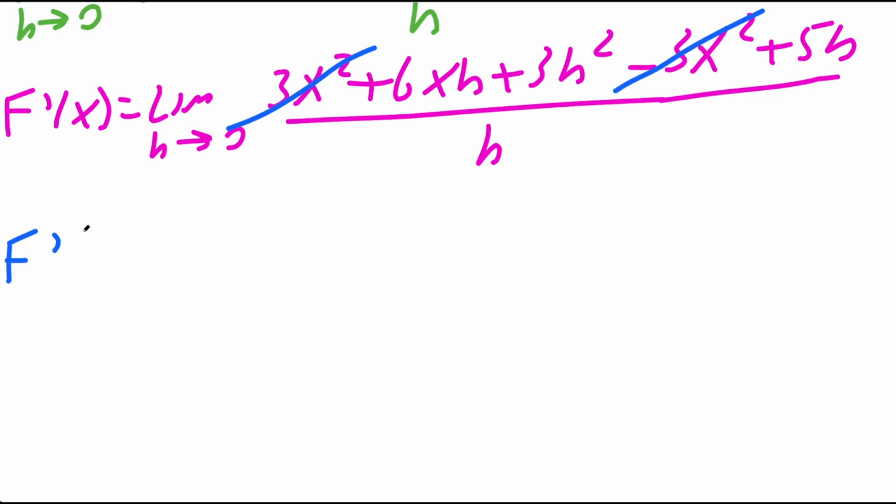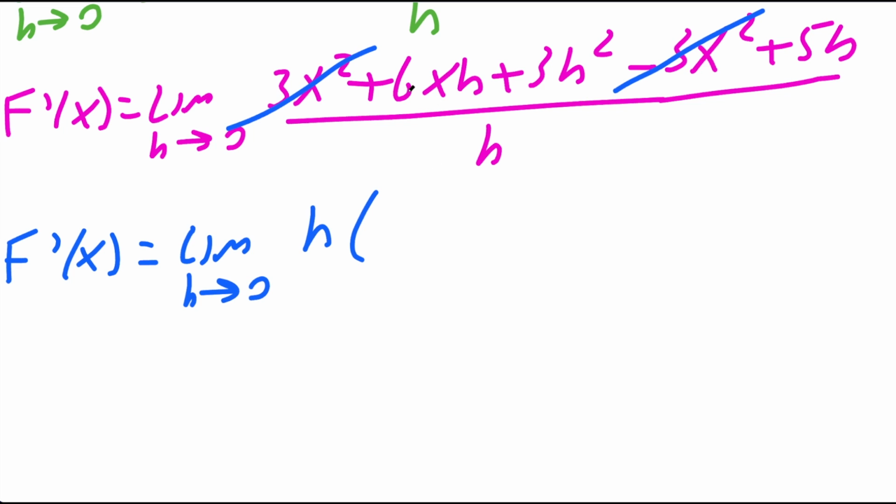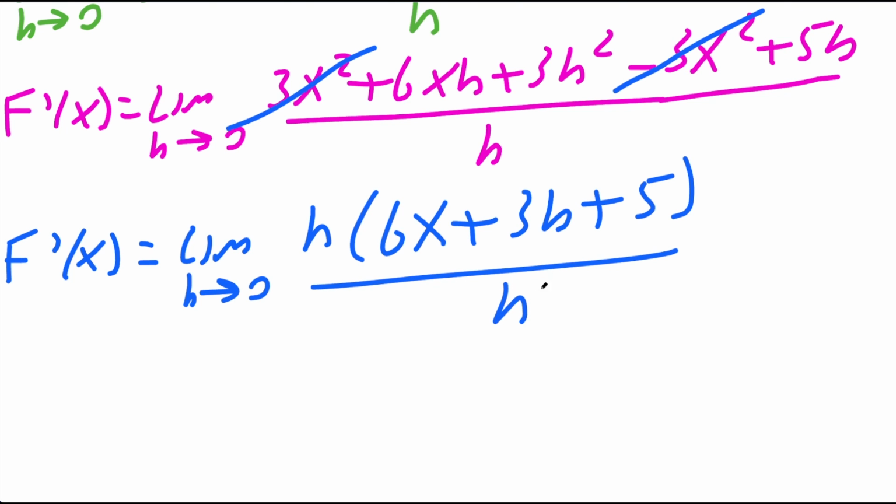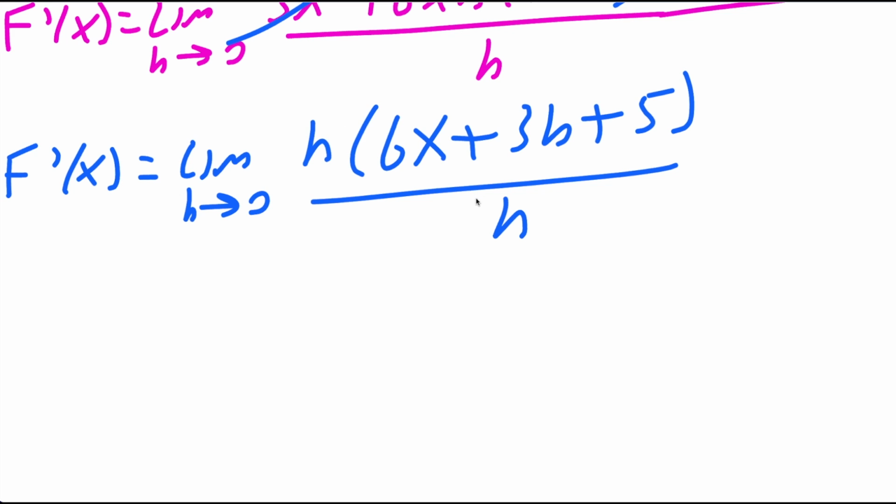So we're going to get the derivative of f of x is equal to the limit as h approaches 0. They all have an h in the numerator, so we can take out an h. h times what gives you 6xh? Well, 6x. h times what gives you 3h squared, so 3h. And h times what gives you 5h, so just 5, all over h. So we have an h on the numerator, h on the denominator, so they can cancel. And this is what we left off with.